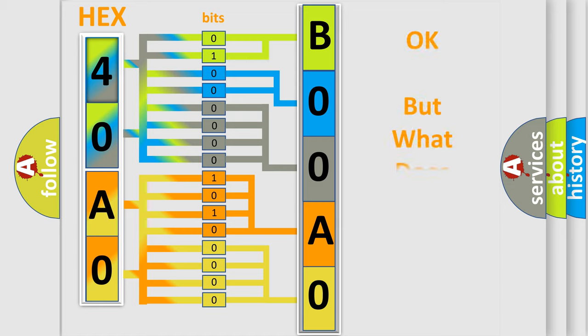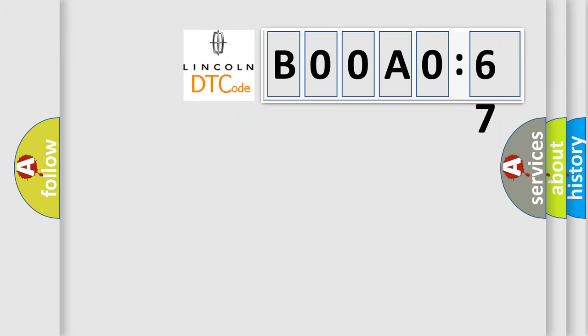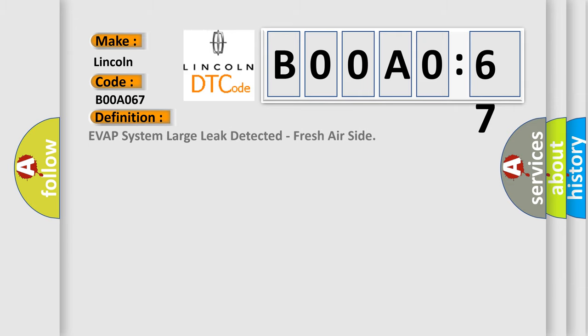The number itself does not make sense to us if we cannot assign information to what it actually expresses. So, what does the diagnostic trouble code B00A0-67 interpret specifically for Lincoln car manufacturers? The basic definition is EVAP system large leak detected, fresh air side. And now this is a short description of this DTC code.